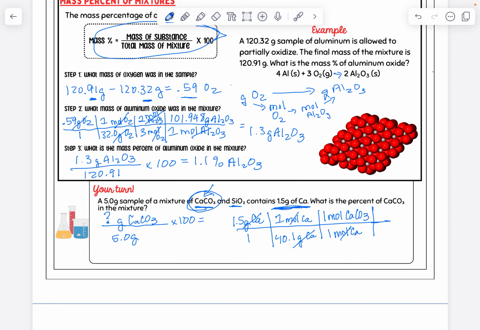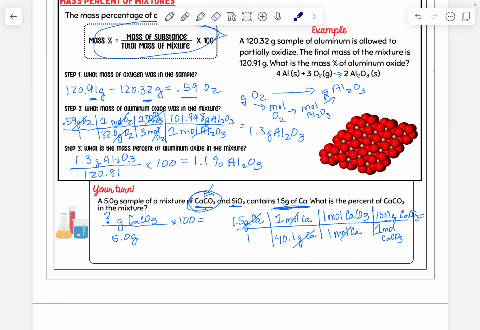But now I need to get to grams, so I need to find the molar mass. So I'm going to put moles of calcium carbonate on the bottom. So for every 1 mole of calcium carbonate, if I go to the periodic table and I add calcium's mass plus carbon's mass plus 3 oxygen mass, I will get 100.1 grams. 100.1 grams of calcium carbonate.